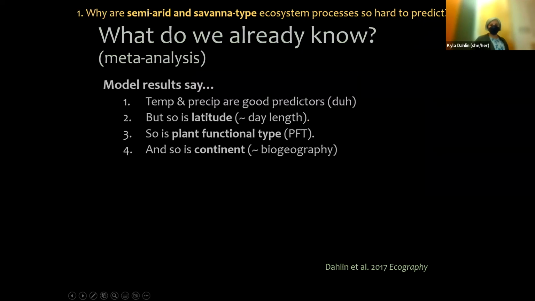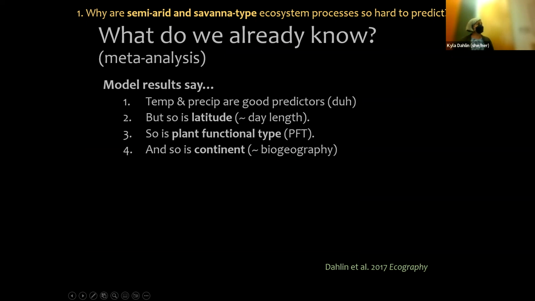And what we found was that, yes, temperature and precipitation are good predictors of phenology in dry systems, duh. But so is latitude, which was surprising, even in really equatorial places where you would think day length does not change that much. There's still evidence that day length does impact and help drive phenological changes in some plants. So is plant functional type, again, not surprising to ecologists, but not incorporated in how we do land surface modeling.